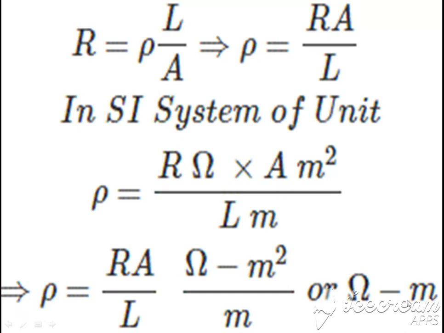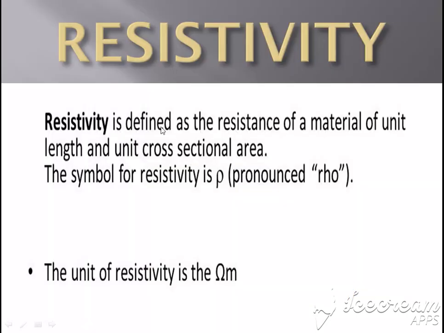Now if you want to define resistivity, you can make area equal to 1 meter square and length equal to 1 meter. In that case, rho becomes equal to R. If A becomes 1 and L becomes 1, rho is equal to R. So the definition of resistivity is the resistance of a conductor of unit area and unit length. It is defined as the resistance of a material of unit length and unit cross-sectional area. It is represented by the symbol rho, and its SI unit is ohm meter.